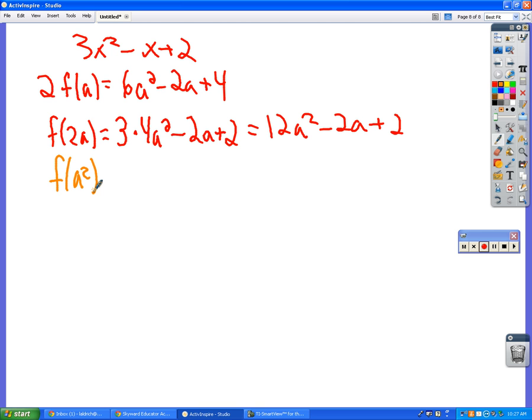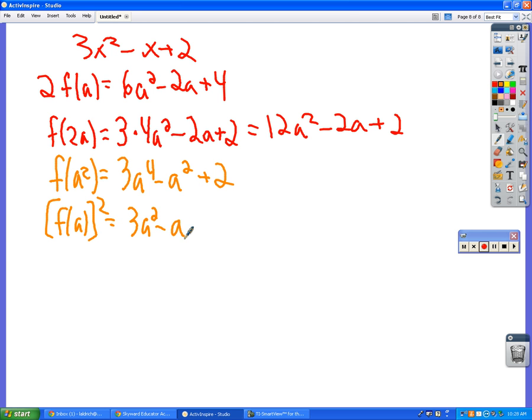Same dealio with f of a squared. If I plug in a squared here, then that's going to give me 3a to the 4th minus a squared plus 2. Whereas if I do f of a and then square it, I need to plug in a first, so that's 3a squared minus a plus 2, and then square my answer. Multiply that by itself. You want to do that?